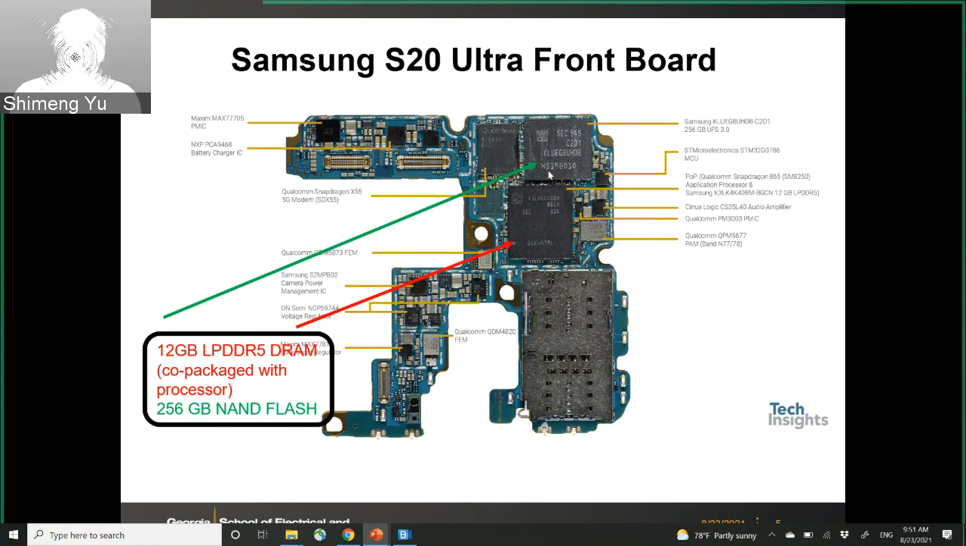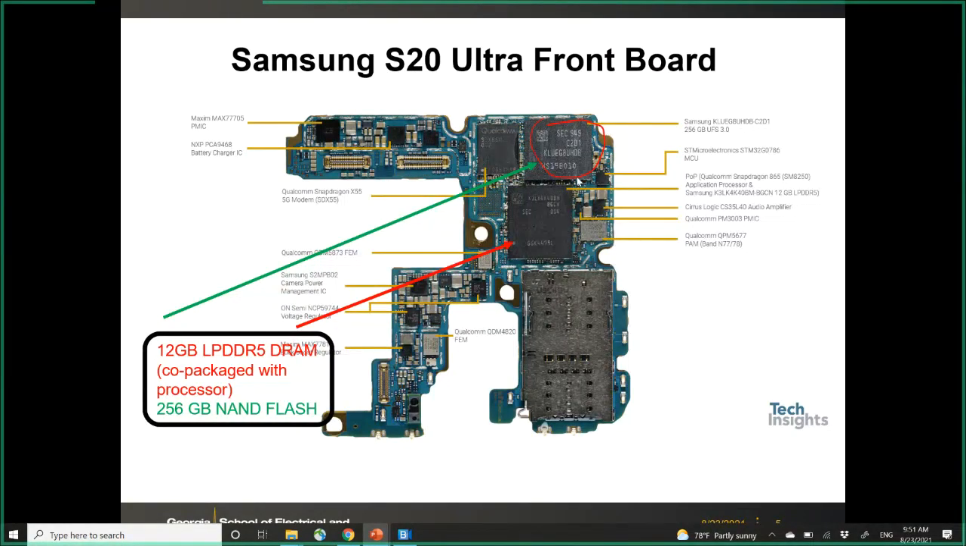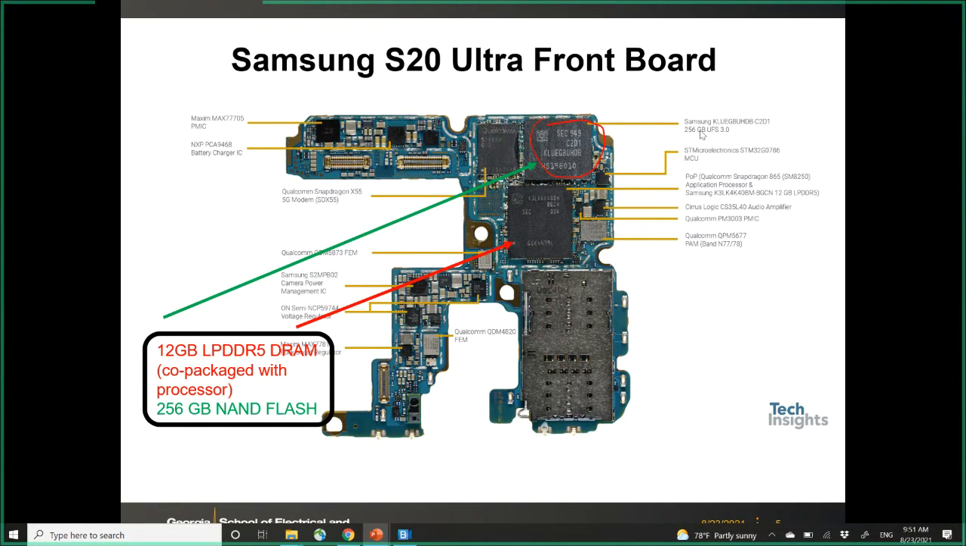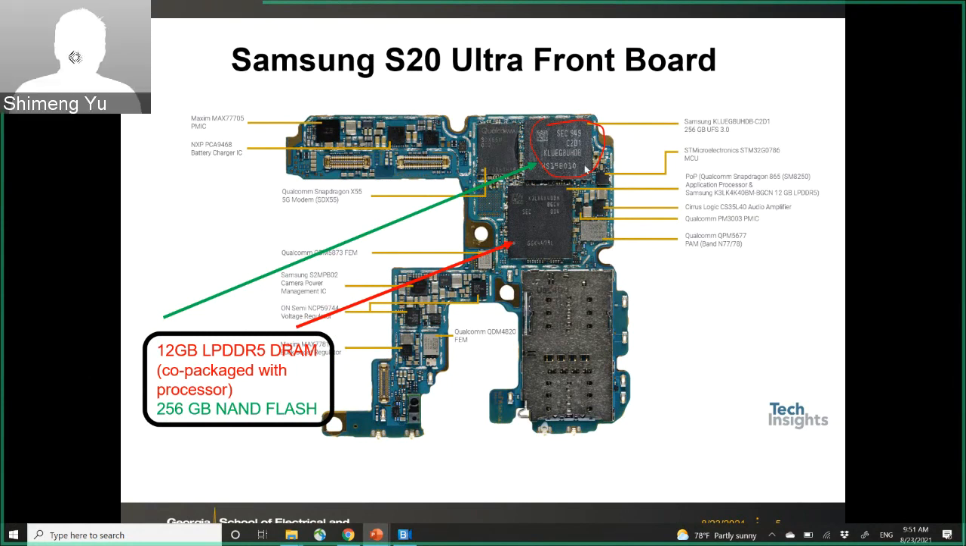I don't know if you can read those small text, but basically for this one, this big chip is your storage. It's a 256 gigabyte NAND flash, and it's made by Samsung. So this is your storage.